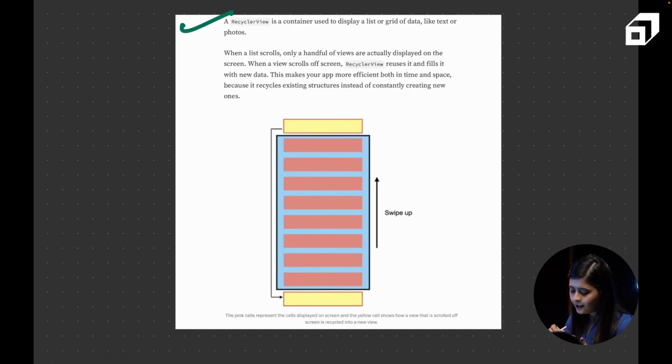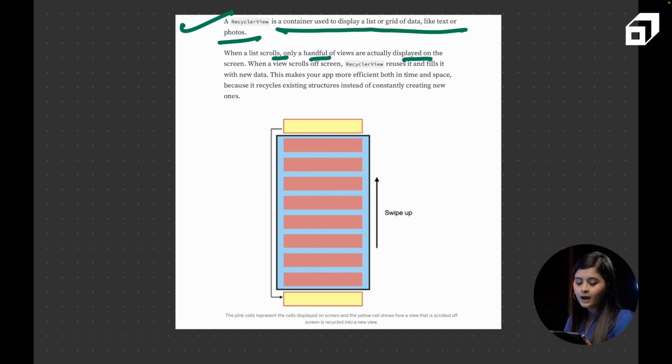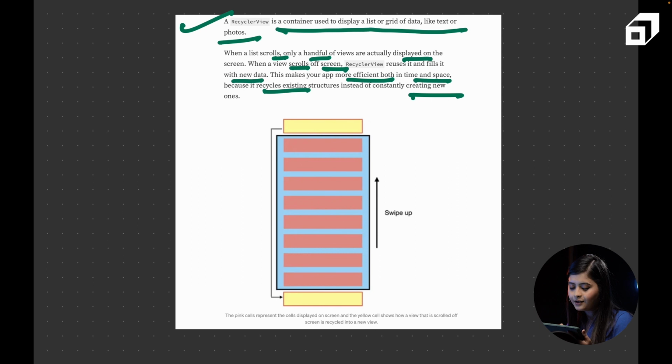Perfect. So a recycler view is a container used to display a list or grid of data like text or photos. When a list scrolls, only a handful of views are actually displayed on the screen. And when a view scrolls off screen, recycler view reuses it and fills it with new data. This makes your app more efficient both in time and space because it recycles existing structure instead of constantly creating new ones. And this is the difference between recycler view and list view.